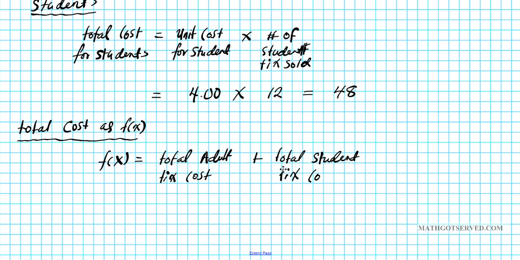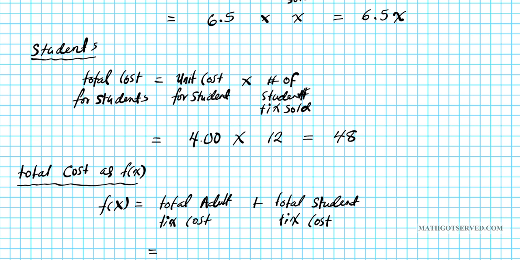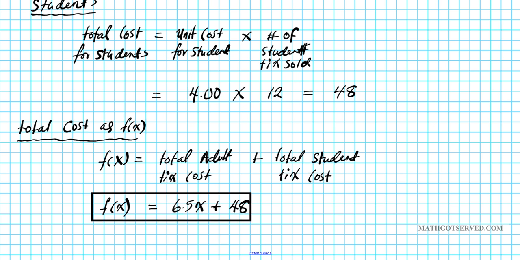Okay, so you're going to add both of them together. So what was the expression for total adult ticket cost? Remember, it was 6.5x. So we have f of x equals 6.5x. Now, what is the total student ticket cost? 48, or 4 times 8, so 48. And there goes your final answer for the total amount of dollars collected by Alex.